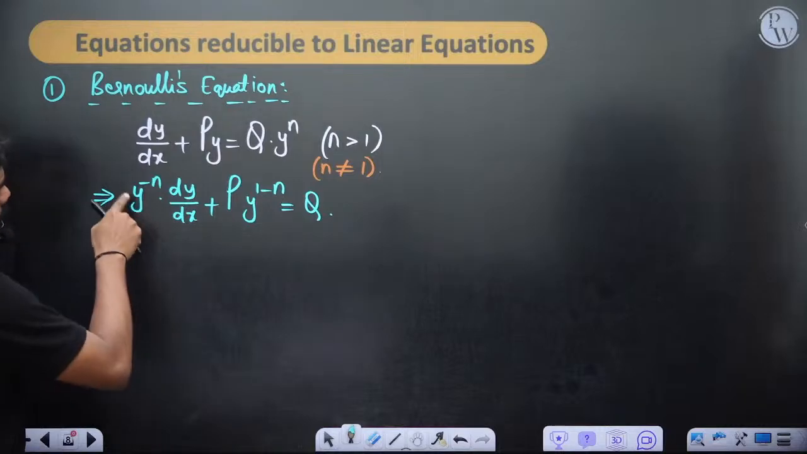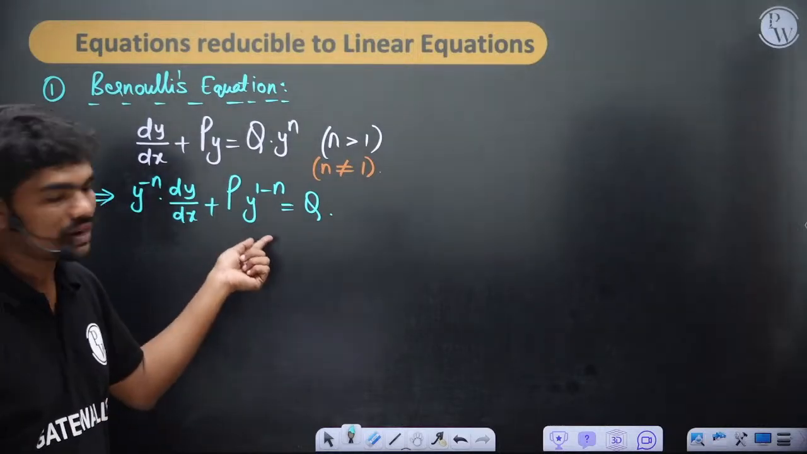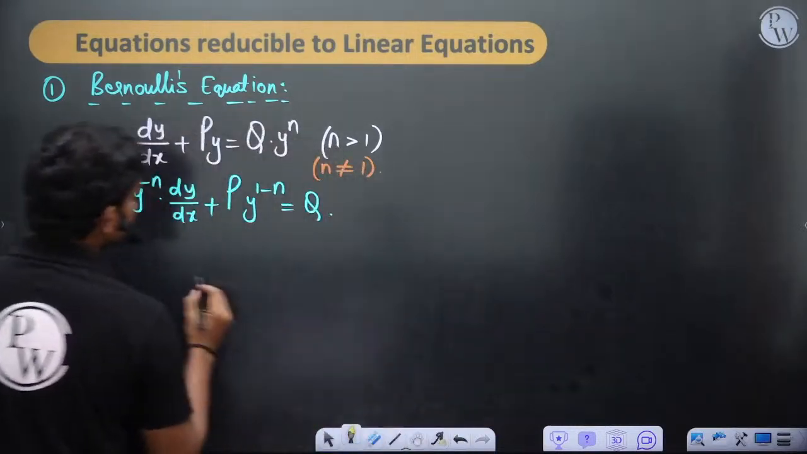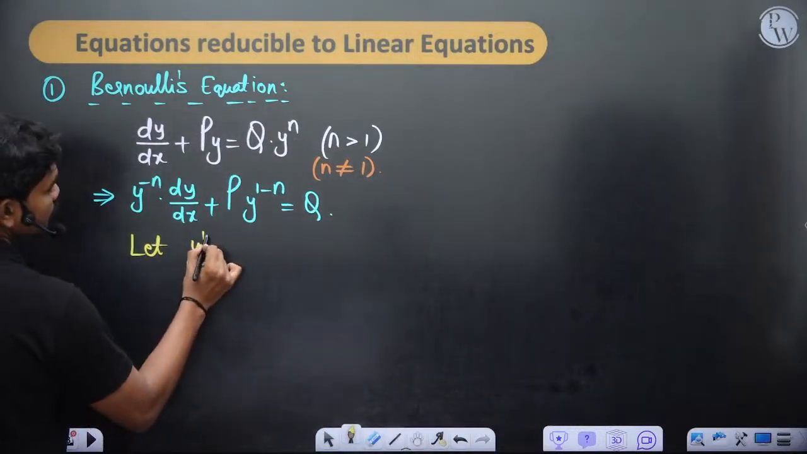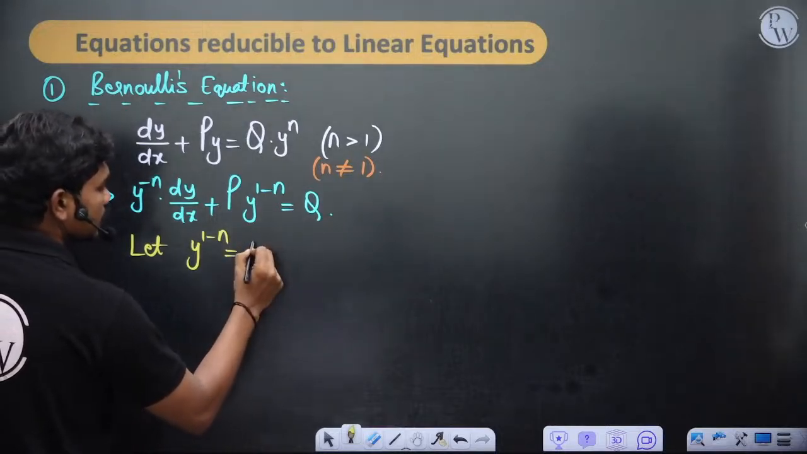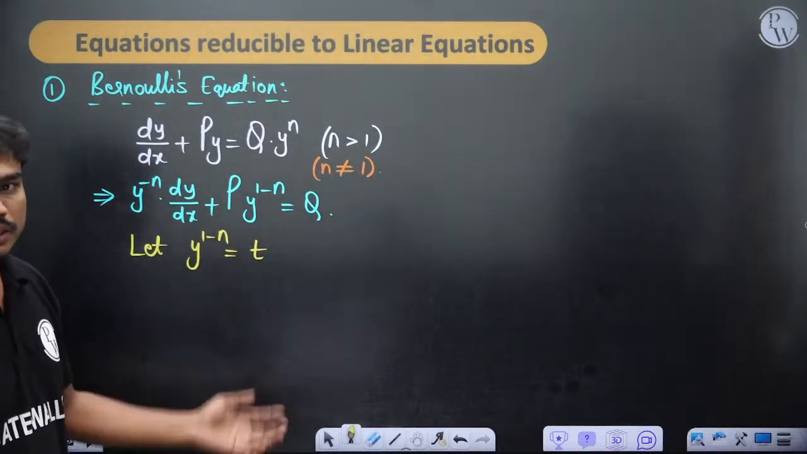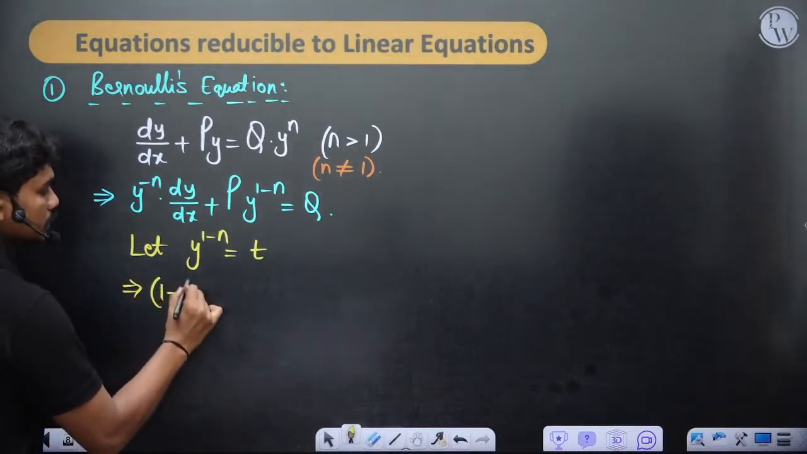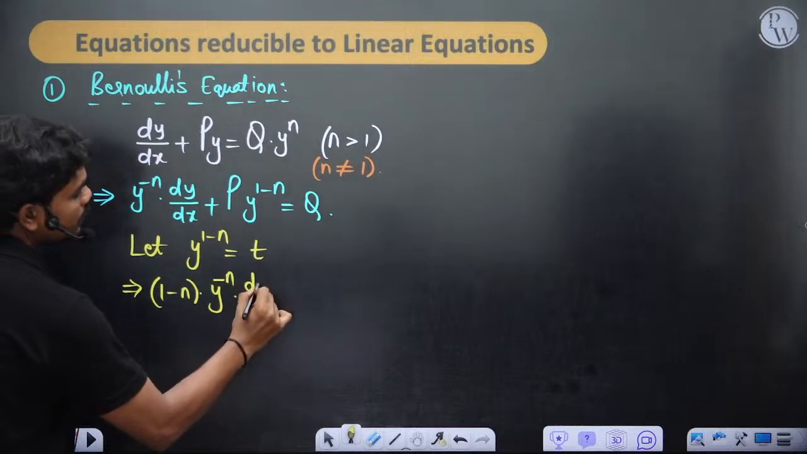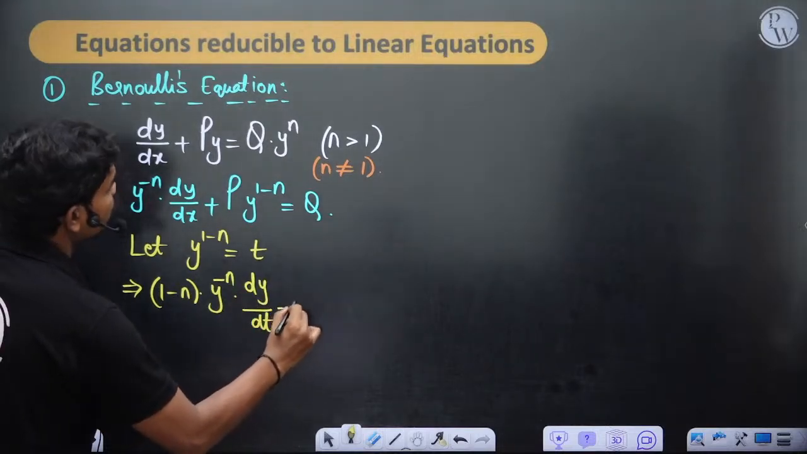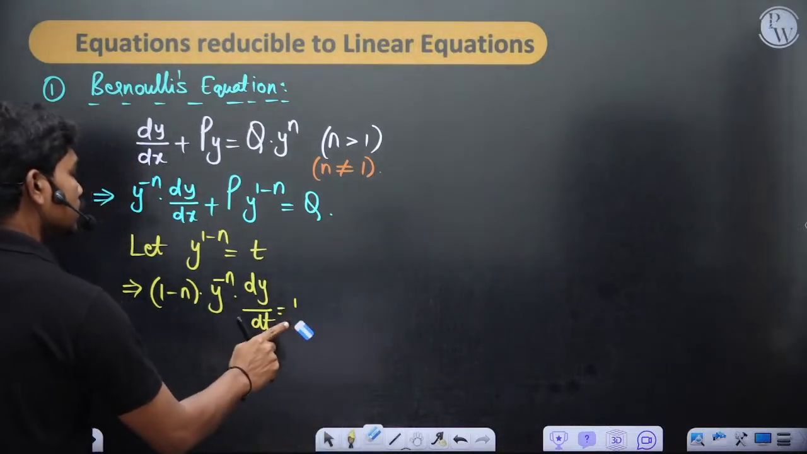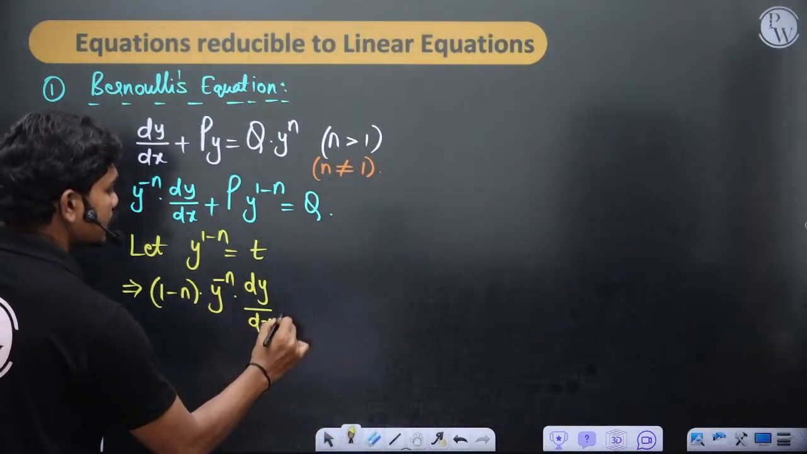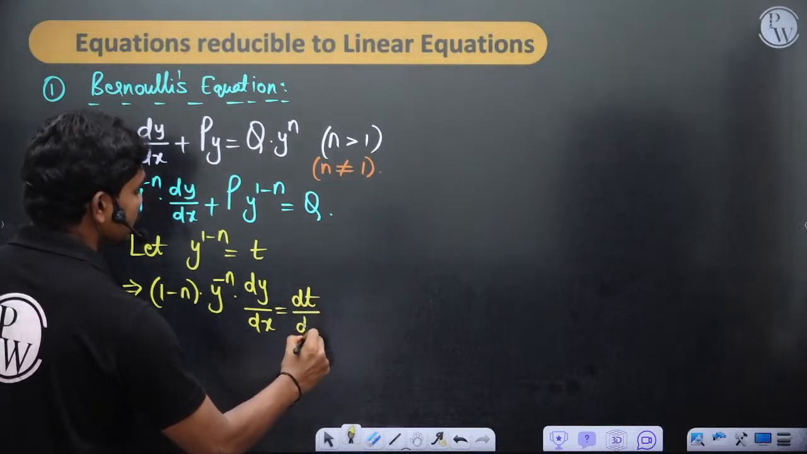So right now, you have y power minus n into dy by dx plus p into y power 1 minus n is equal to q. Then make this substitution: let y power 1 minus n be some variable, let's say t. Then differentiating with respect to x on both sides gives 1 minus n into y power minus n into dy by dx is equal to dt by dx.